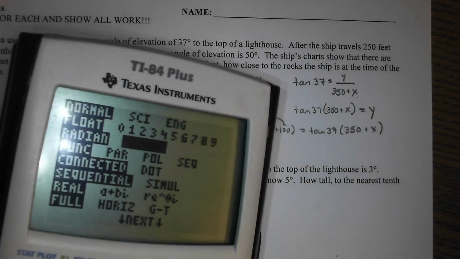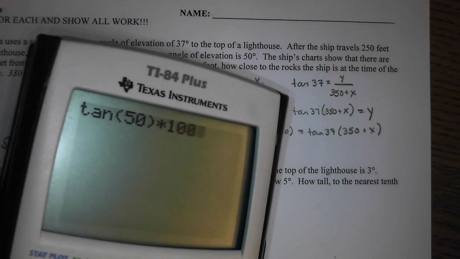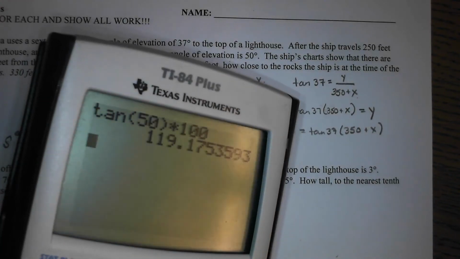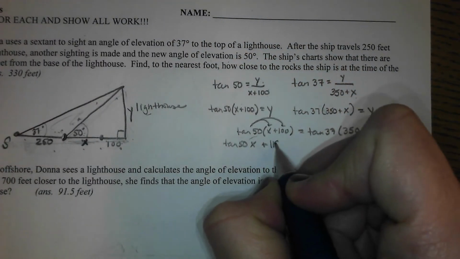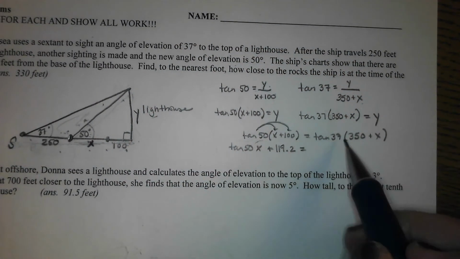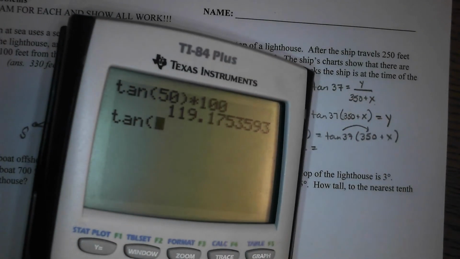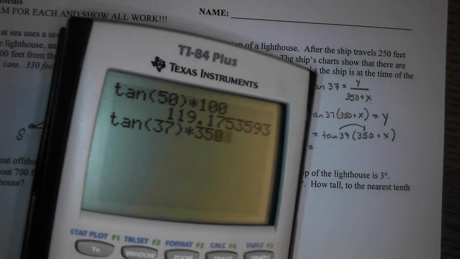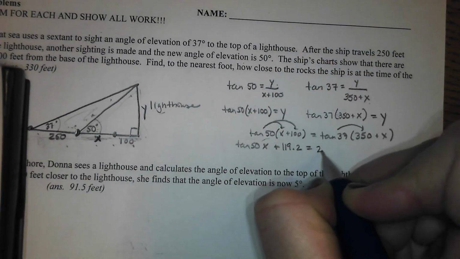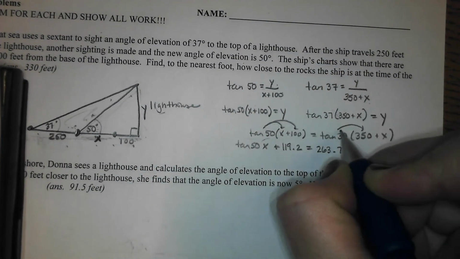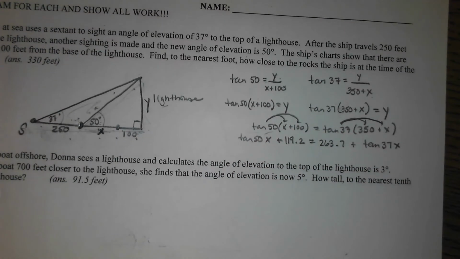I have to go to degrees. 119.2, and then tan of 37 times 350 gives me 263.7 plus tan of 37 times x. I'm just going to keep tan of 37 times x.